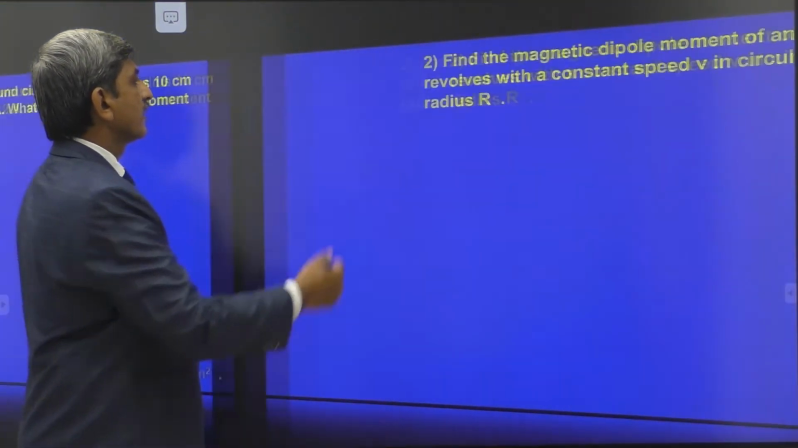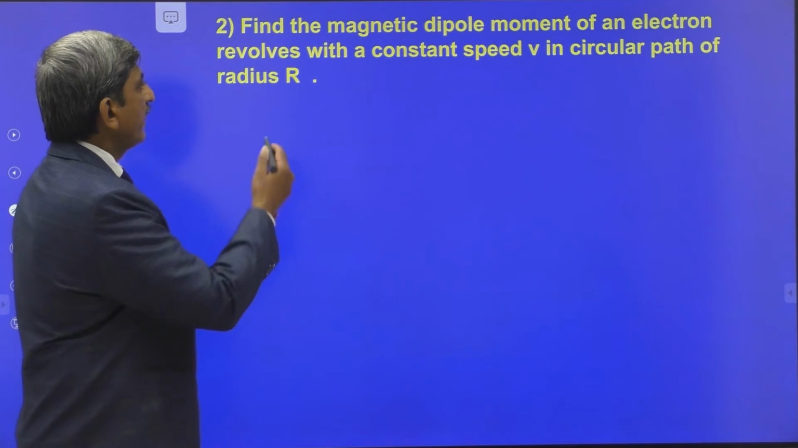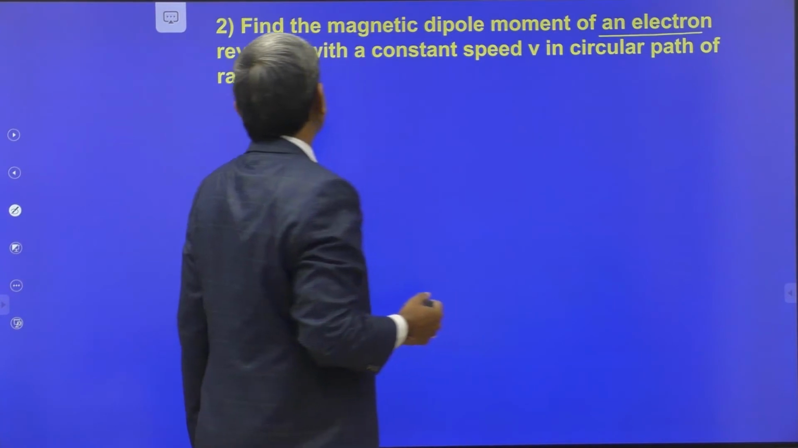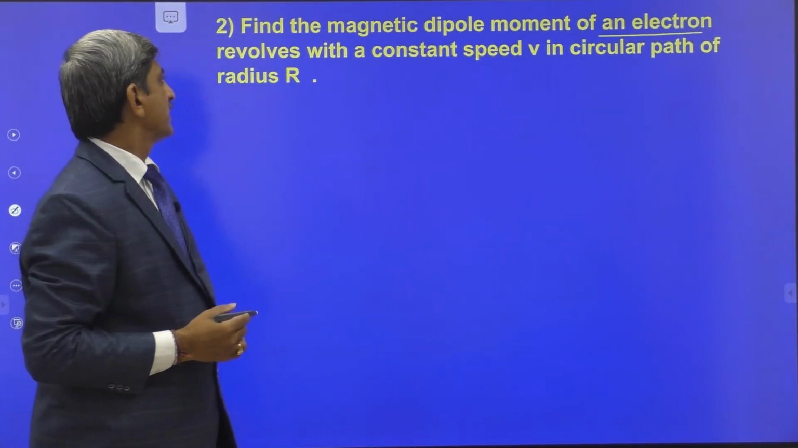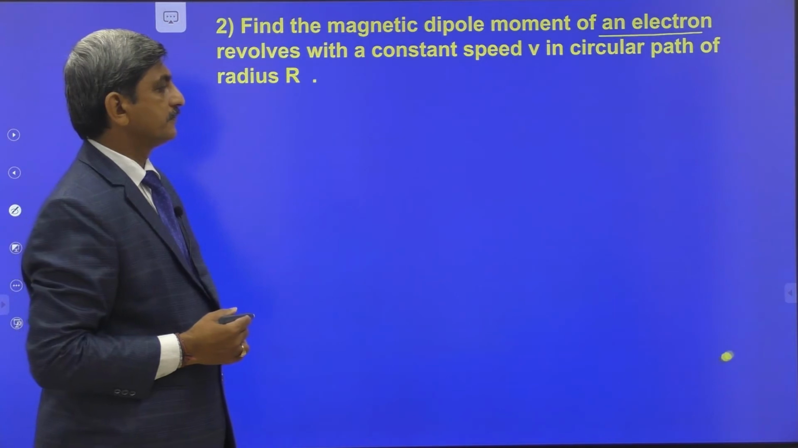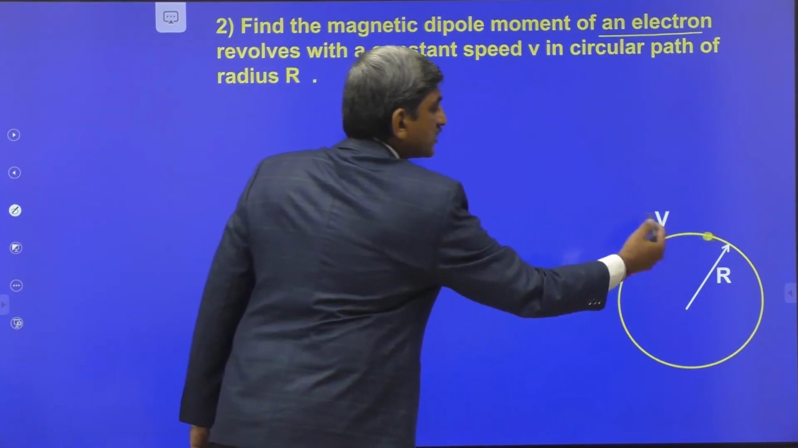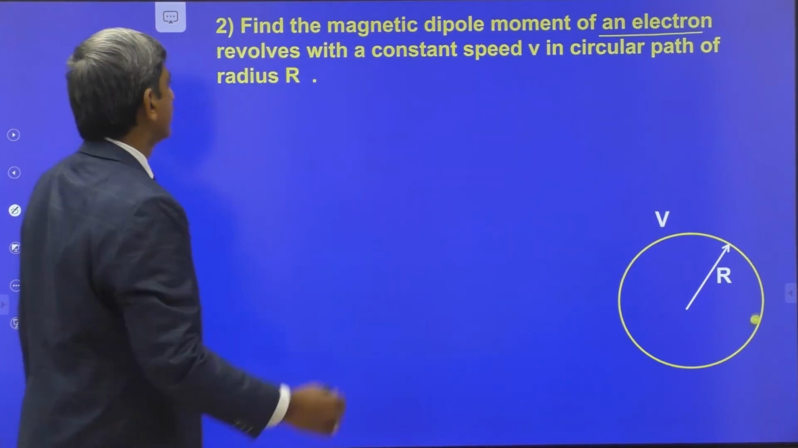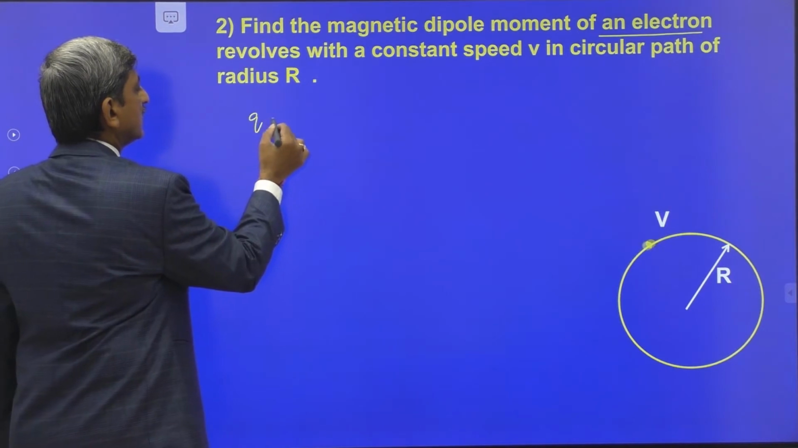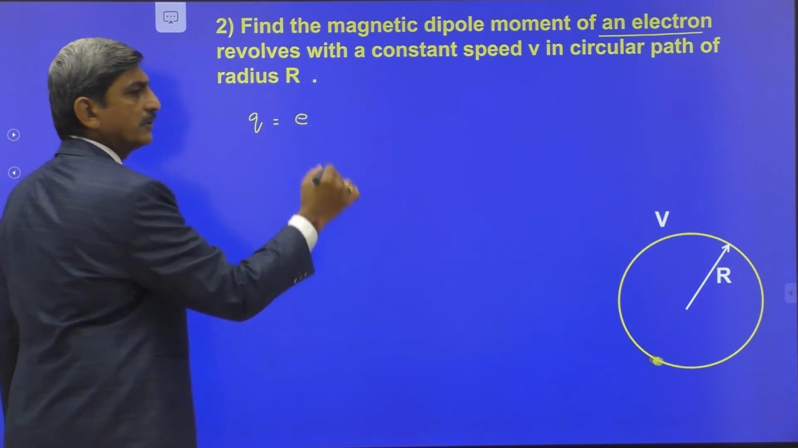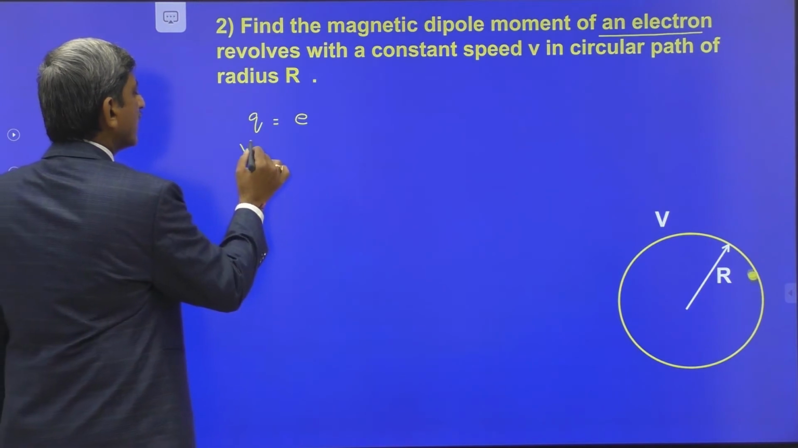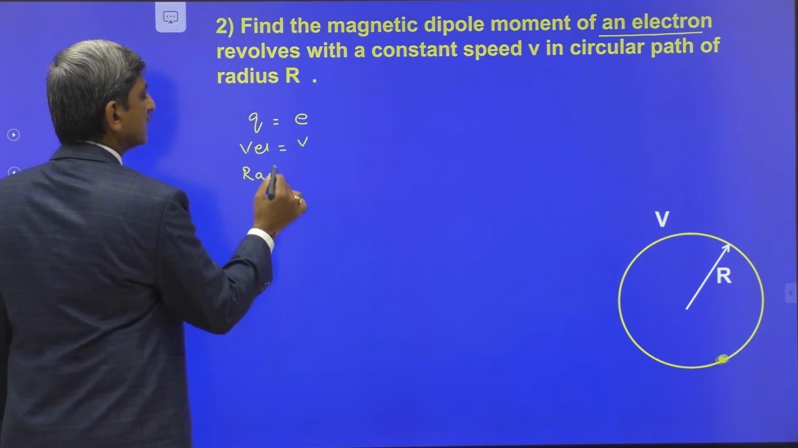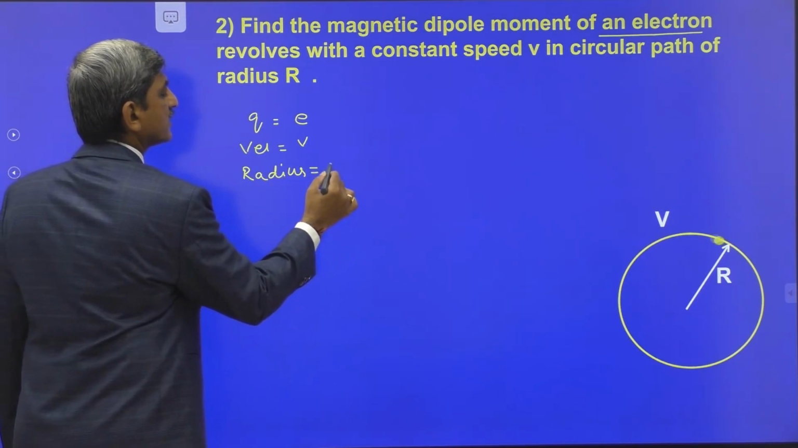Now come to the next problem. Find the magnetic dipole moment of an electron revolving with a constant speed v in a circular path of radius r. See here, the electron is moving in a circular path of radius r with a velocity v. Here what is the charge of the electron? The charge of the electron q is equal to e. And what is the velocity of the electron? v. What is the radius? The radius of the circular path is given by r.